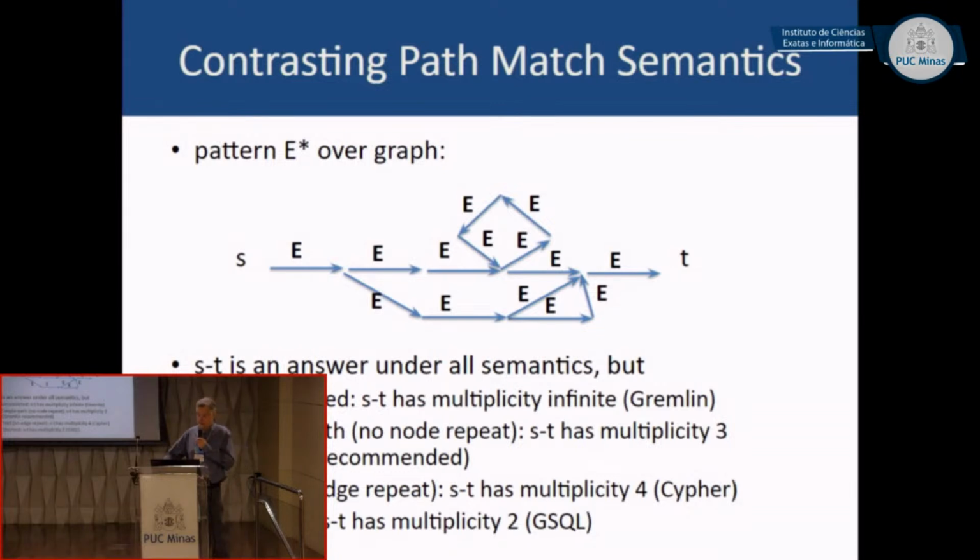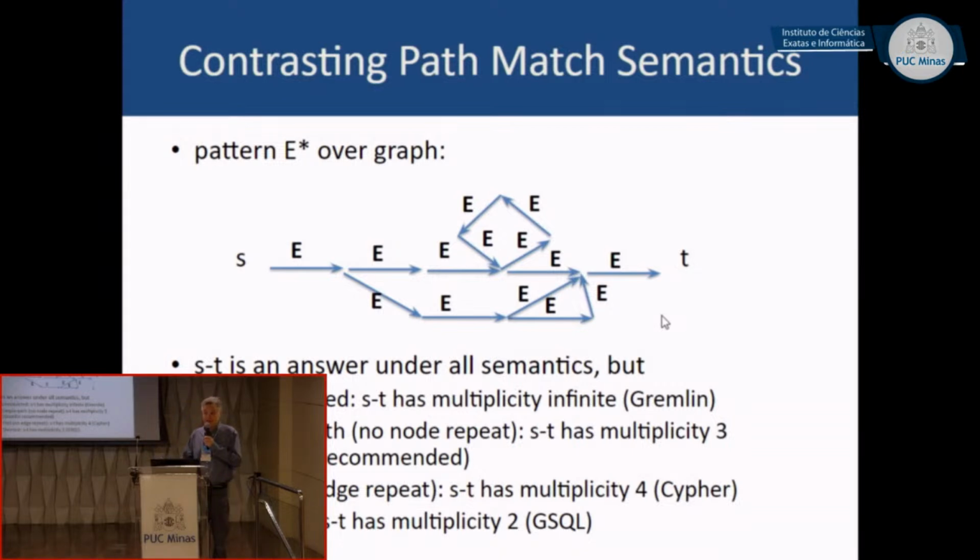If it's a trail, then I can do all the simple paths you've seen plus one more that goes around this cycle, but only one, so as not to repeat edges, and then continues to T. So that gives me multiplicity 4. And then on the shortest path semantics, multiplicity is 2, because there is this straight path here containing 5 edges, and there is another one that goes down here and then up here, also 5 edges. But I cannot continue this way, because that will give me 6 edges. This is not the shortest path, and any attempt to go around the cycle here will only make the path longer than it could be.